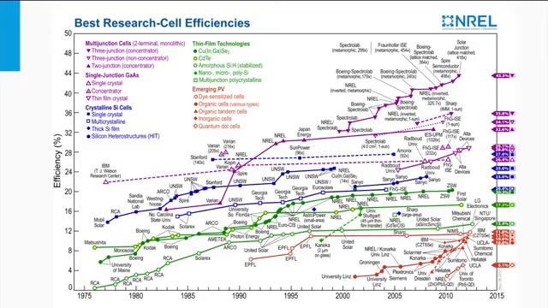You have to be aware that these are lab results of very small area solar cells, and this chart does not tell you anything of the long-term stability of some PV technologies, certainly not the ones indicated in the red. They indicate the potential efficiency of many PV technologies.